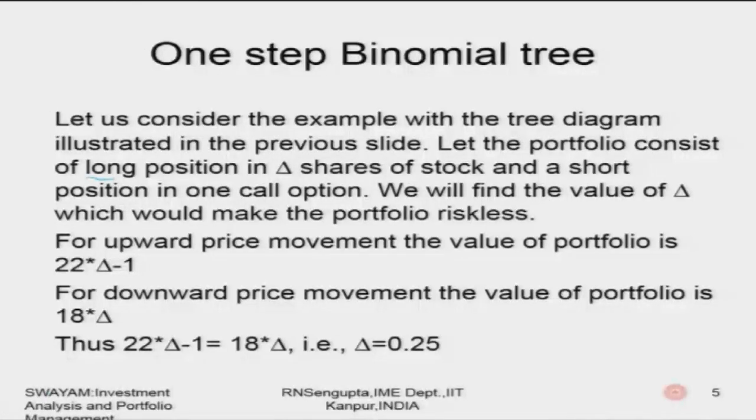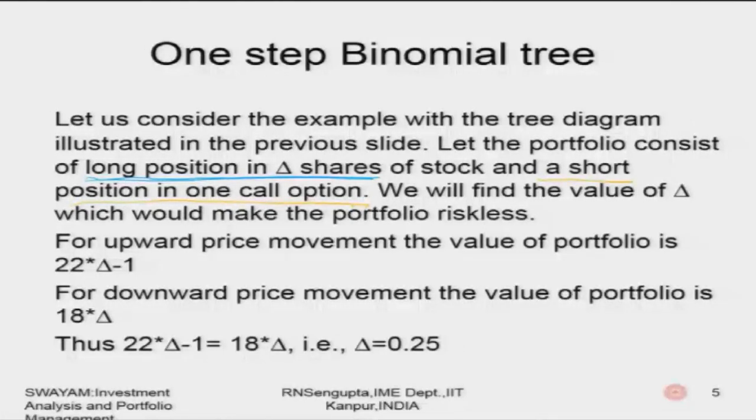So, you have a long position in delta number of shares in the stock and a short position in one call option. We will find out the value of delta which would make the portfolio riskless. So, you have one quantum of long and one quantum of short. Now, for upward movement of the prices based on what we have considered as 22, the value of the portfolio will be 22 into delta minus 1. And for the downward movement of the price, the valuation of the portfolio will be given as 18 into delta. Why minus 1? Because you are considering one short position, and that would be exercised.